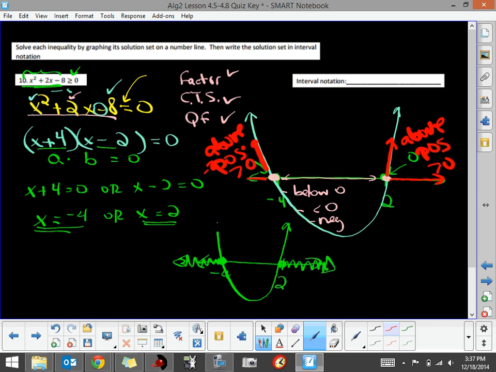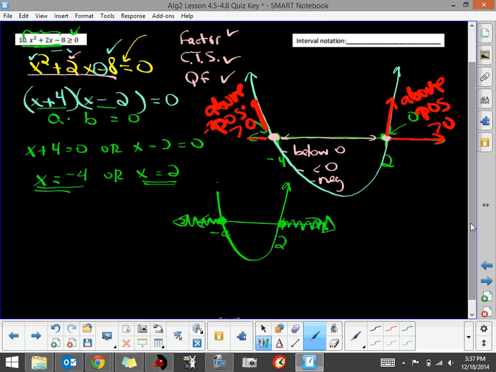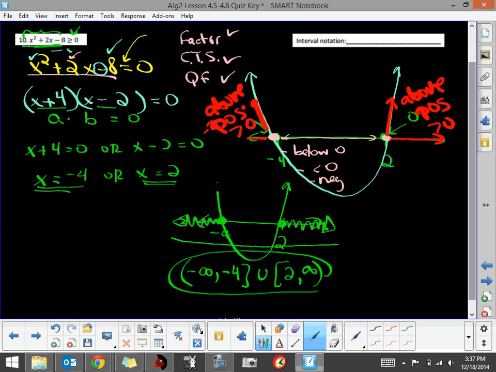Now I'm going to record my answers in interval notation. In interval notation, we go from negative infinity up to negative 4, include the negative 4, so square bracket, union it with 2 to infinity. Sorry, infinity doesn't get a square bracket. We're going to include 2, so it's 2 to infinity, with a parenthesis. Here's interval notation. Here's your graphical solution. Here's a method of solving for x.